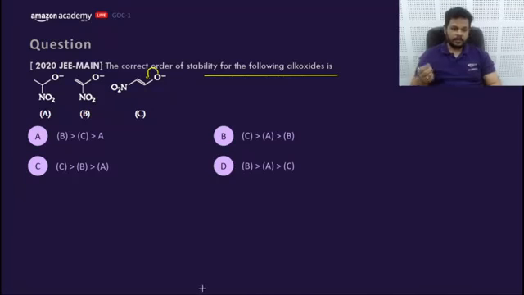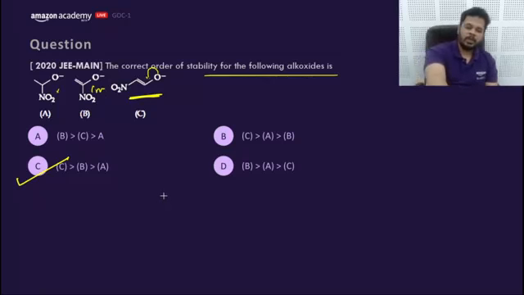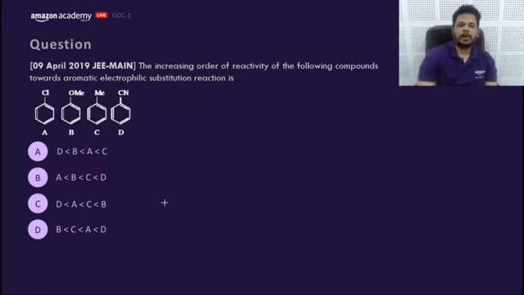Chirag says A. Let's try to understand this, guys. This is longer resonance, this shows cross resonance, and this is no resonance. So what would be the answer? Answer would be what? KS says C, so the correct answer would be C. Let's move to the next part of it.